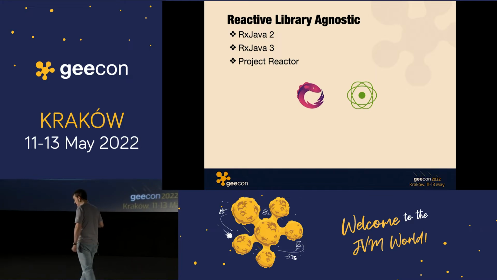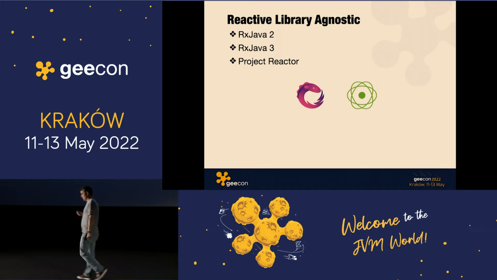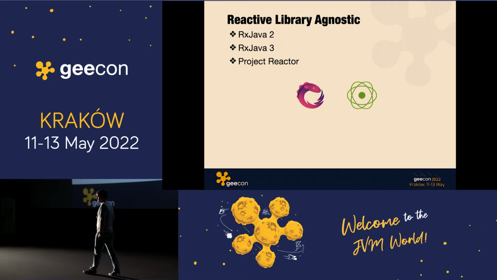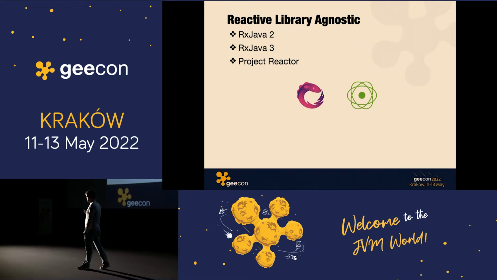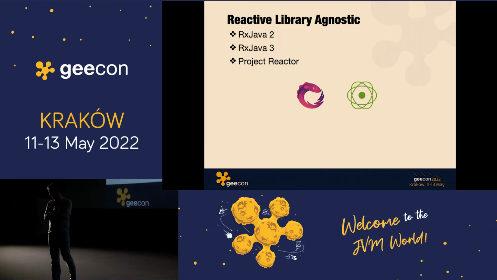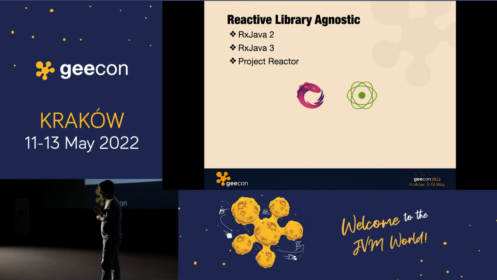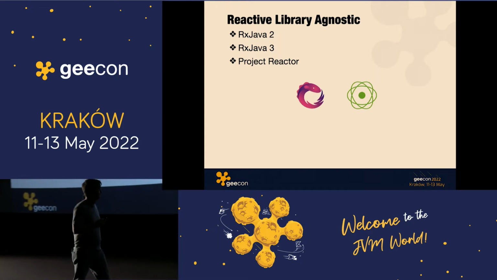We are also reactive library agnostic. All of our APIs only expose reactive streams, so you have a Publisher where we have reactive APIs. Internally, the modules use Project Reactor, but we have support for RxJava 2 and RxJava 3. Actually, Micronaut started using RxJava 2 internally, but we transitioned to Project Reactor in Micronaut 3.